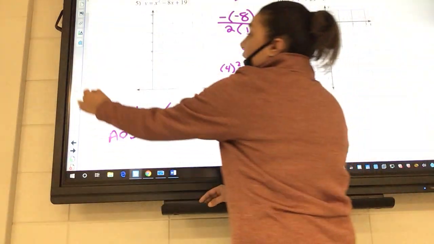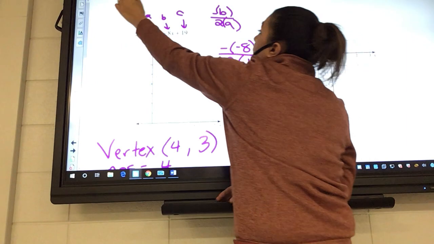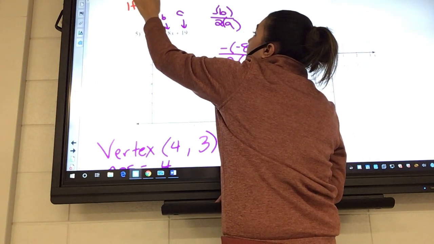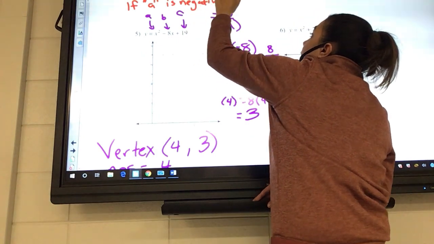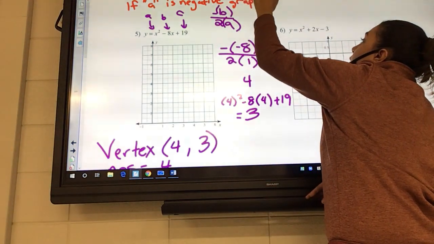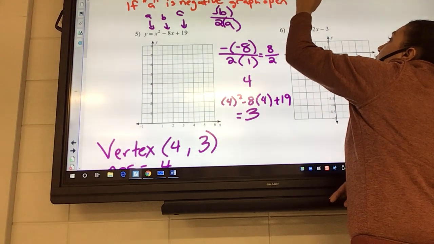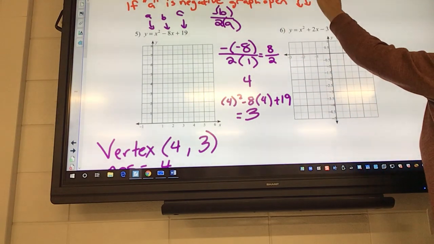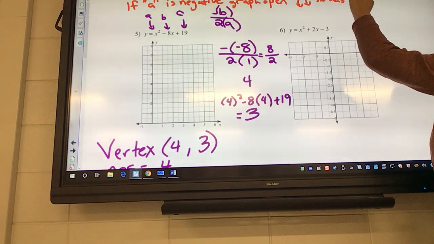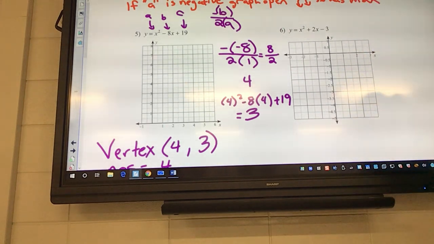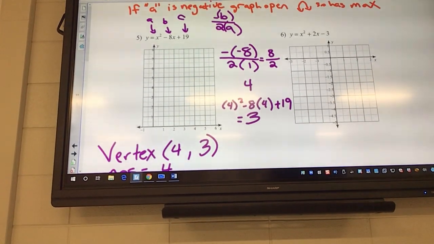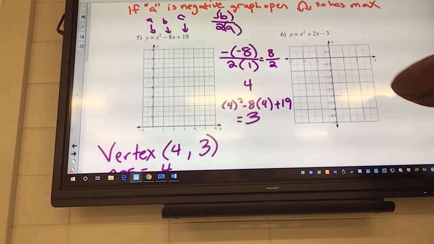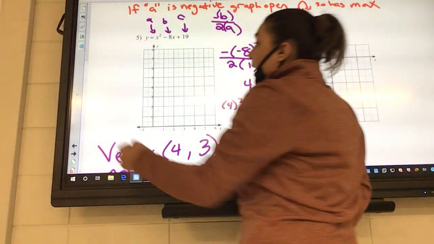Okay, so somewhere on here, maybe write yourself a note. If a is negative, the graph opens downward, so it has a max. Everyone's being good today. Okay, so if a is negative, then the graph opens downward, so it's going to have a maximum. And now we're ready to graph this.